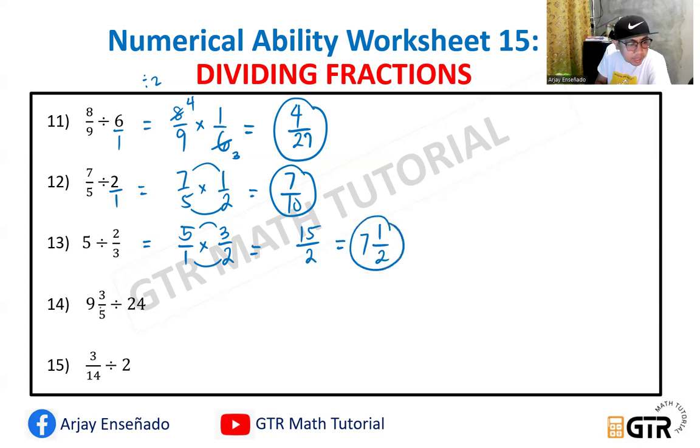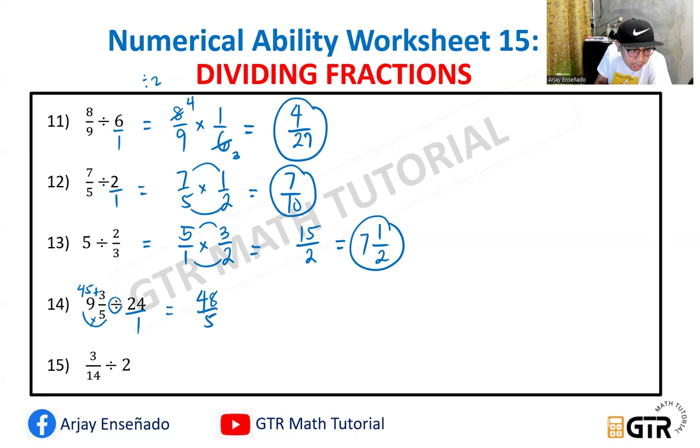Next number, so 9 and 3/5 divided by 24. So i-change muna natin itong 9 and 3/5 sa improper fraction. Ang 24, lagyan natin ng over 1. Okay, so we have, multiply this, 5 times 9, we have 45. Add the numerator, 45 plus 3, we have 48/5.